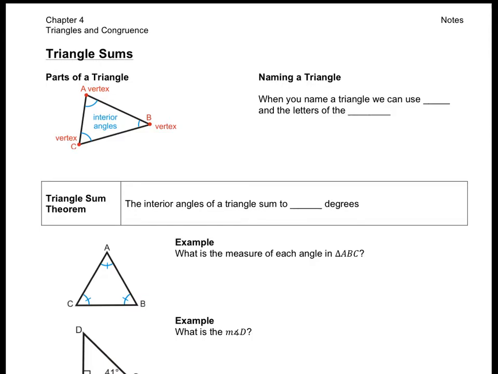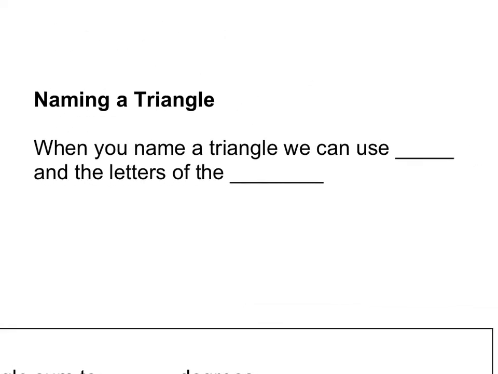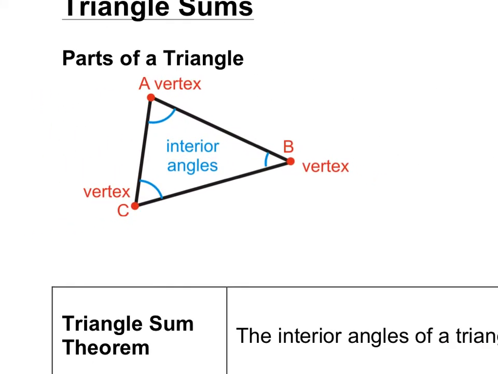Alright, so today we're going to go over triangle sums. But before we do that, we want to go over how to name a triangle. When you name a triangle, we can use the triangle symbol, and you want to use the letters of the vertices. Now, what are the vertices? Vertices, if you remember, are the corners of the triangle.